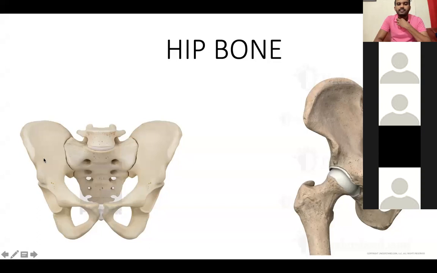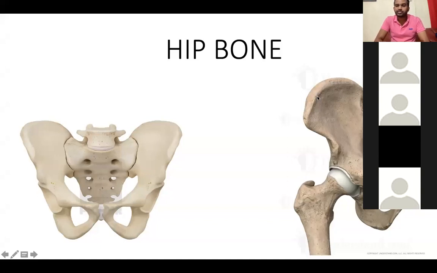Is this called the hip bone? No, this is not the hip bone. This is called the bony pelvis. This complete bone which you are seeing is called the bony pelvis. Now this bony pelvis is formed by the sacrum, one hip bone which is the left hip bone, and the right hip bone. So the right hip bone, left hip bone, and sacrum together form the bony pelvis.